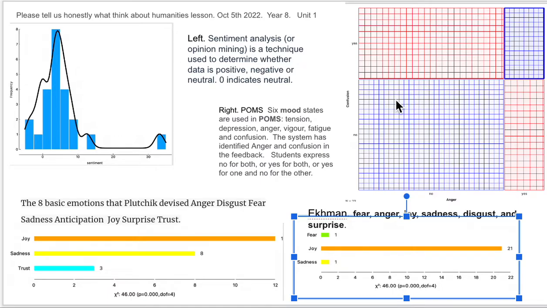Originally POMS was, I believe, developed for use in the sports coaching industry. But POMS might be useful for you. Here you can see that the system identified students expressed either anger or confusion. And here you can see that the students either identified that they didn't have either of those emotions, or one of those emotions, or two of those emotions. So in this example it gives us quite a good snapshot.